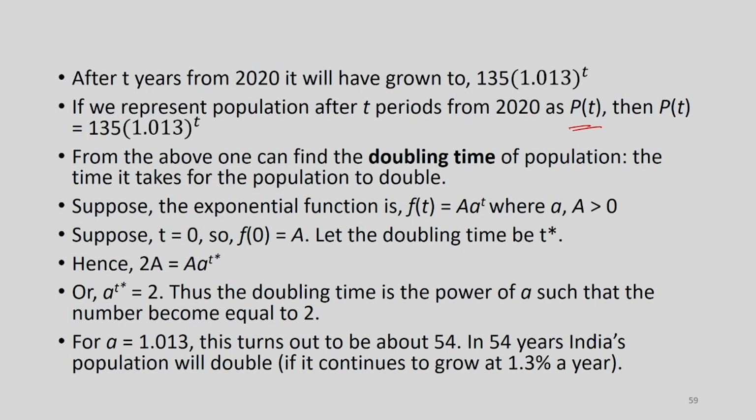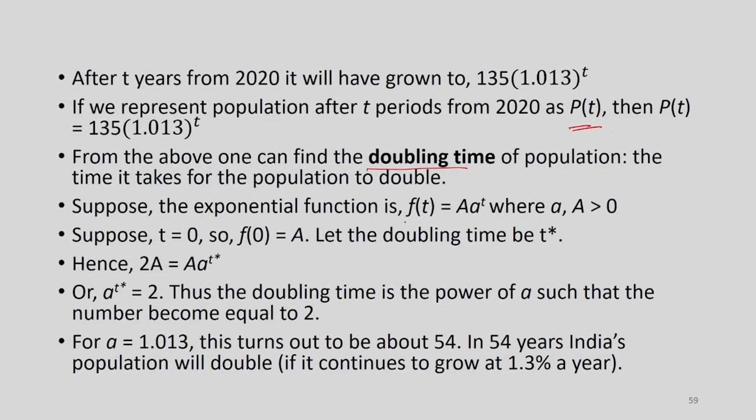From the above, one can find the doubling time. This is an important concept that is often used, doubling time of population. What does it mean? It is the time it takes for the population to double. Population is growing, let us suppose small a is positive and greater than 1, then population is growing by a constant factor. One can ask the question, how long does it take for the population to exactly double? We can call that time the doubling time.